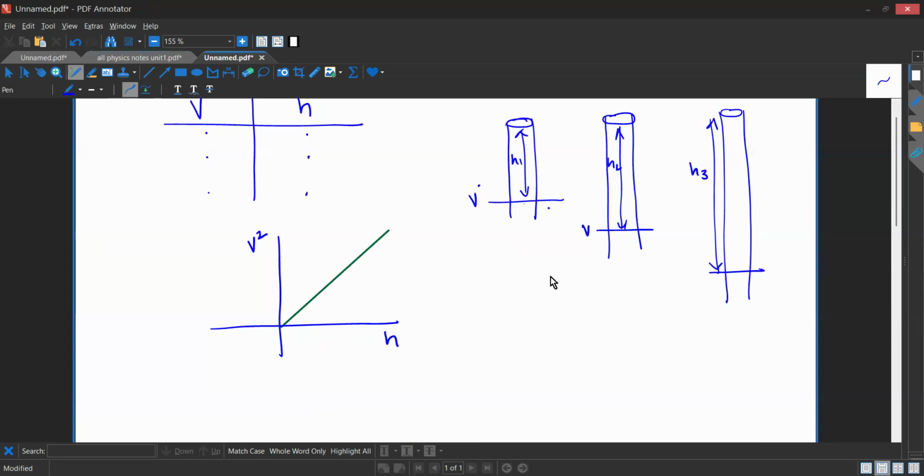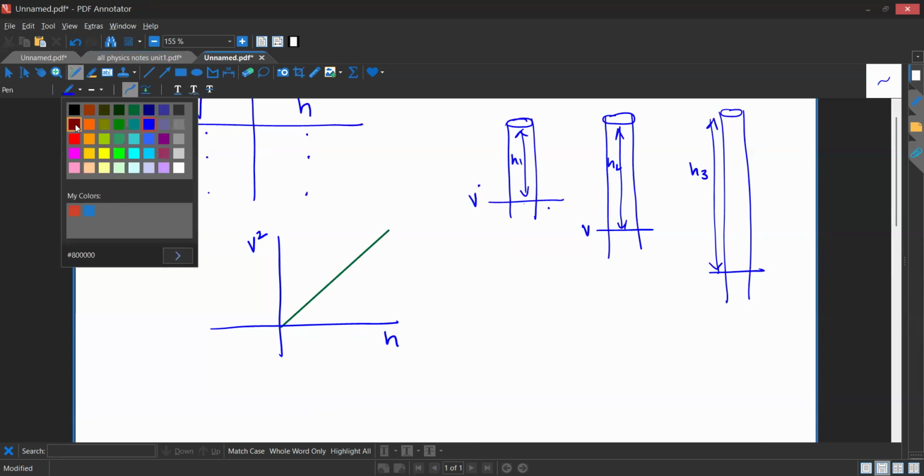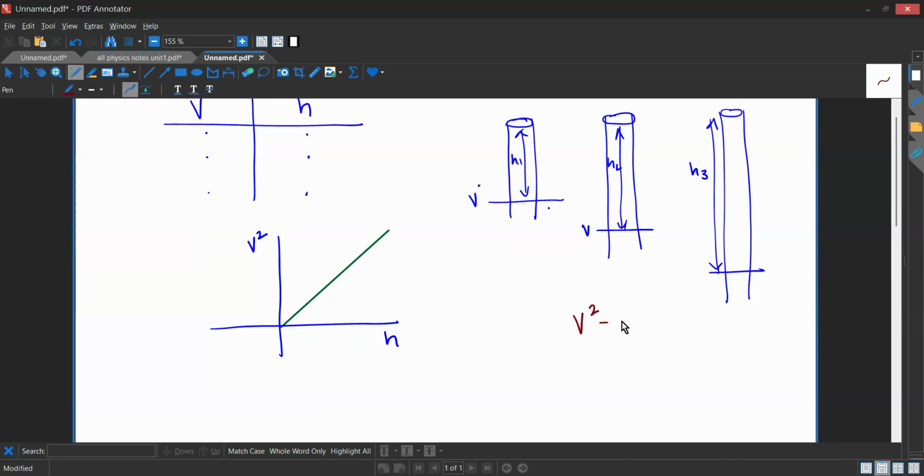Okay, for that, you have to know the equation. What is the equation? You know this equation. V square is equal to U square plus 2AS. Instead of S, we will give H. So what is your initial velocity when you're dropping the cylinder? 0. So V square is equal to 0 plus 2AH.